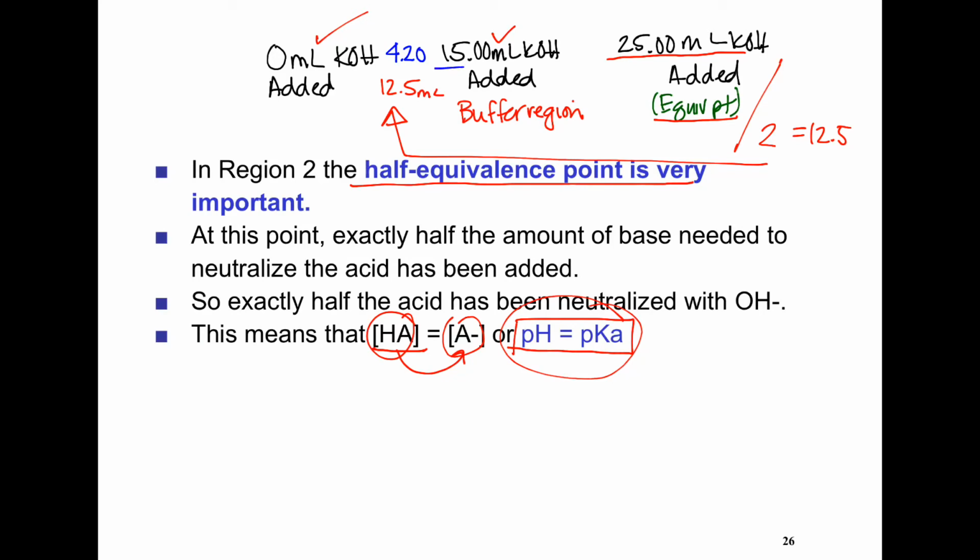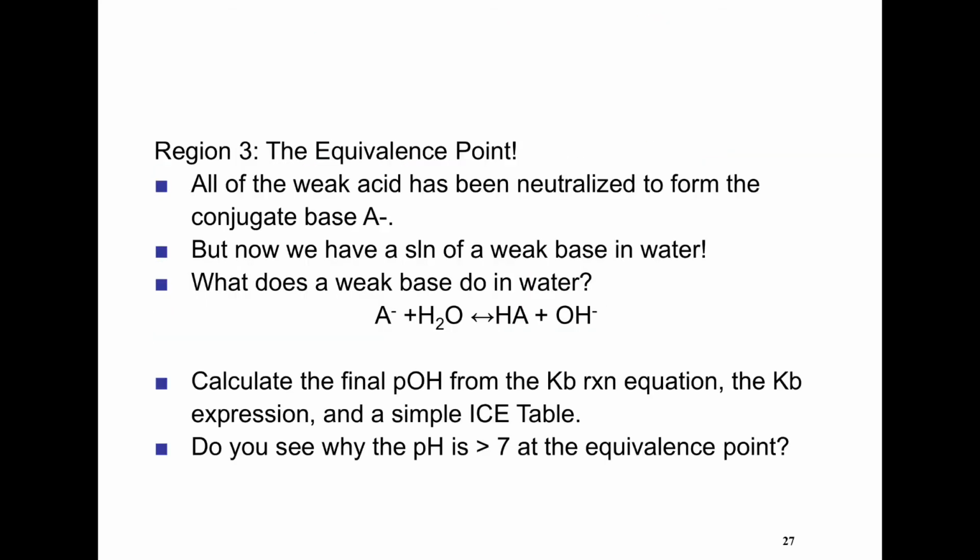Our problem asked us to calculate it at 15, which was beyond that point, so we weren't able to use that kind of shortcut. So the next one that we want to do is calculating the pH at the equivalence point. At the equivalence point, all of the weak acid has been neutralized by the strong base, and it's formed weak conjugate base. So all we have left now is a solution of that weak base in water.